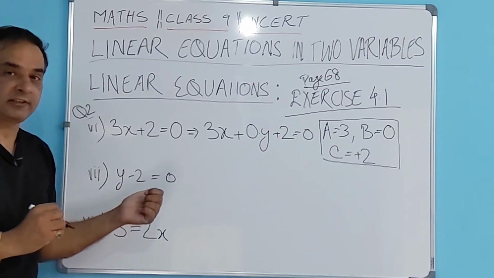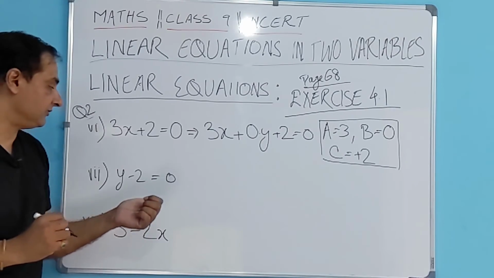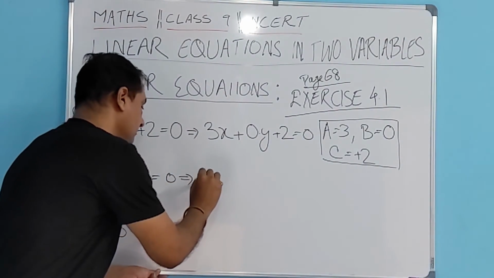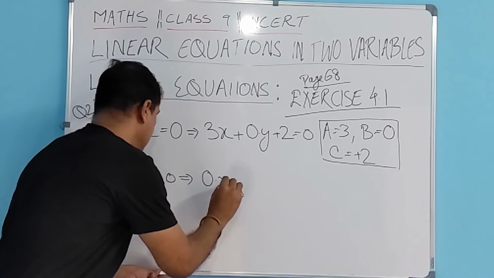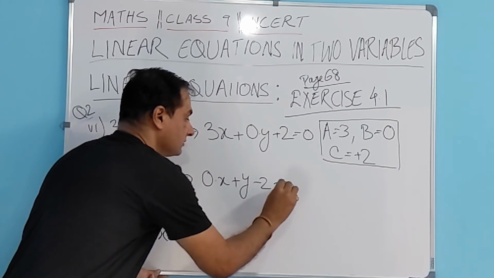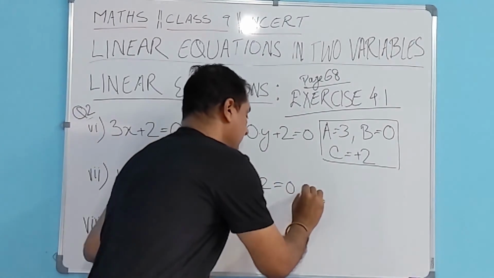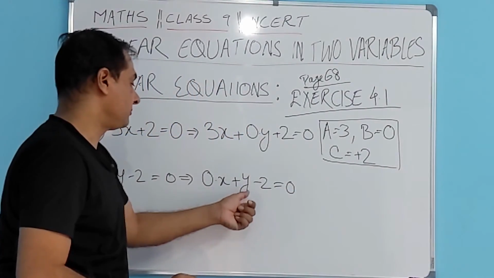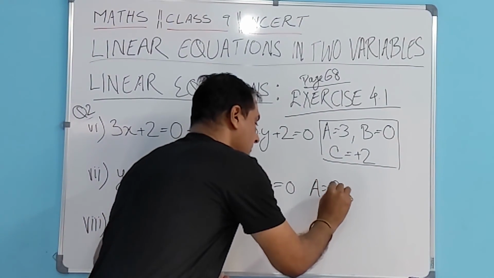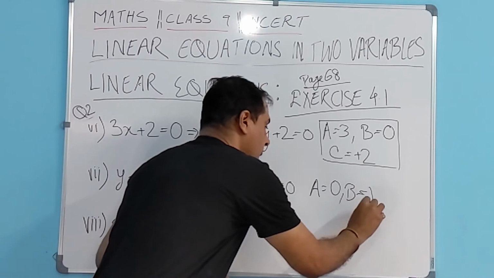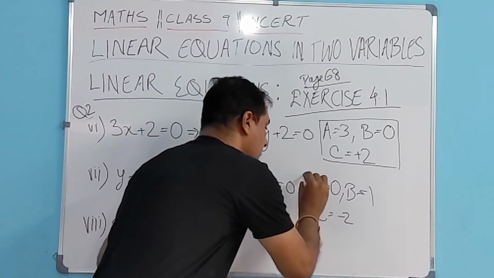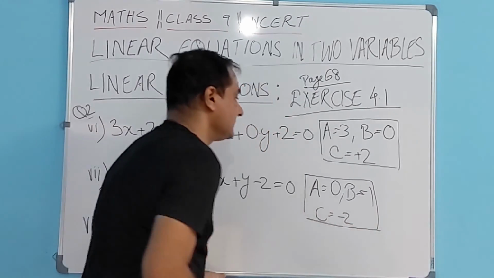Let's look at the seventh one, y minus 2. Again, since we do not have x variable, we can write that as 0 multiplied by x. So 0x plus y minus 2 equals to 0. Again, if you want to find out what is a, b and c, a is 0, b is 1 and c equals to minus 2. This is the answer.